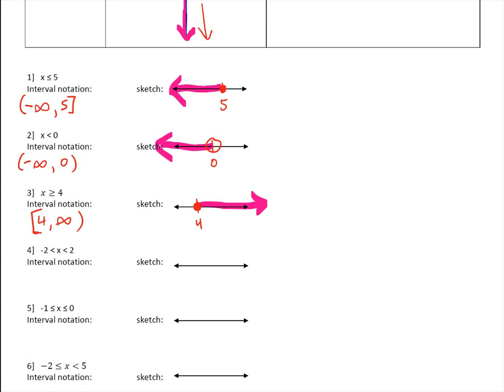Okay. Between -2, x is between -2 and 2. All right, and we have 2 open bubbles.